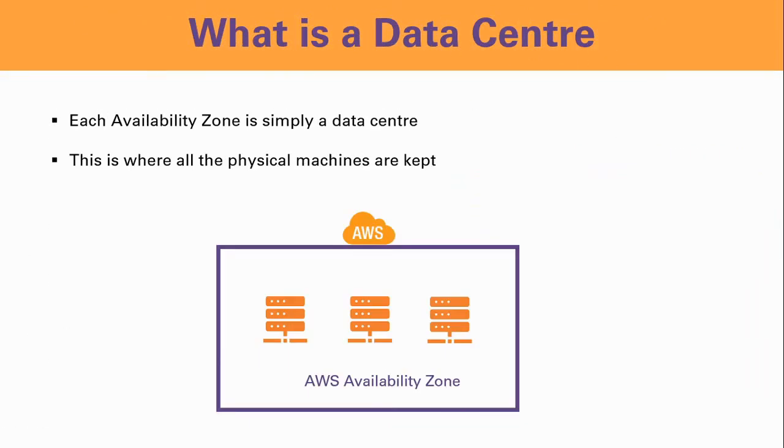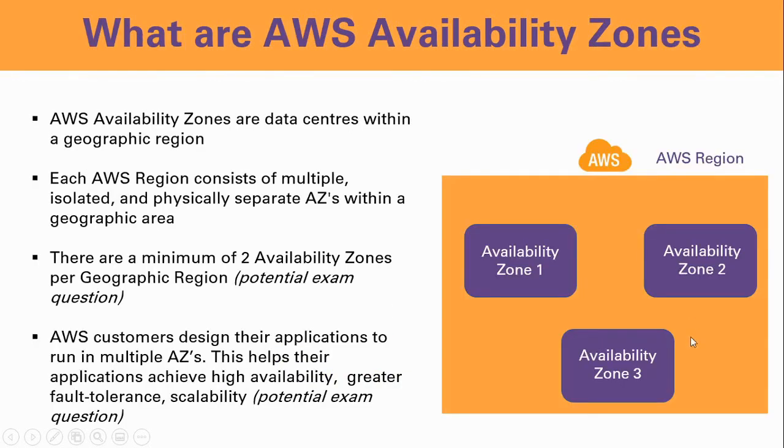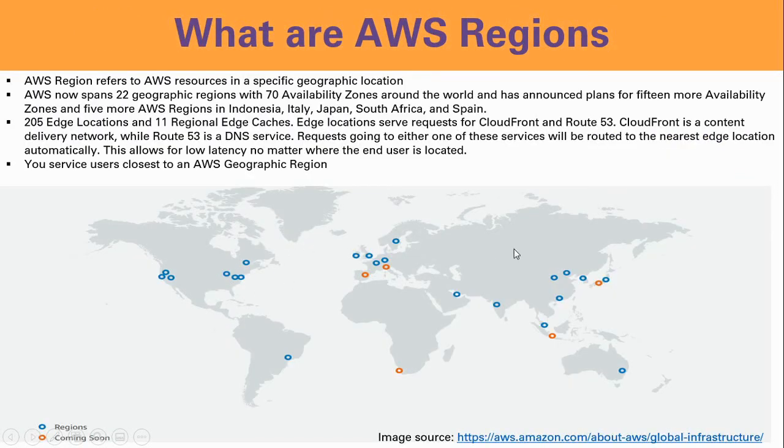So finally, what is a data center? Each availability zone is actually simply a data center. A data center is where all the physical machines are kept. So ultimately, AWS Global Infrastructure is nothing but physical machines which are a data center, and the data center itself refers to availability zones, and there are multiple availability zones located in AWS regions, and these AWS regions are located globally, and that is how AWS clients can access AWS cloud services globally wherever they are.